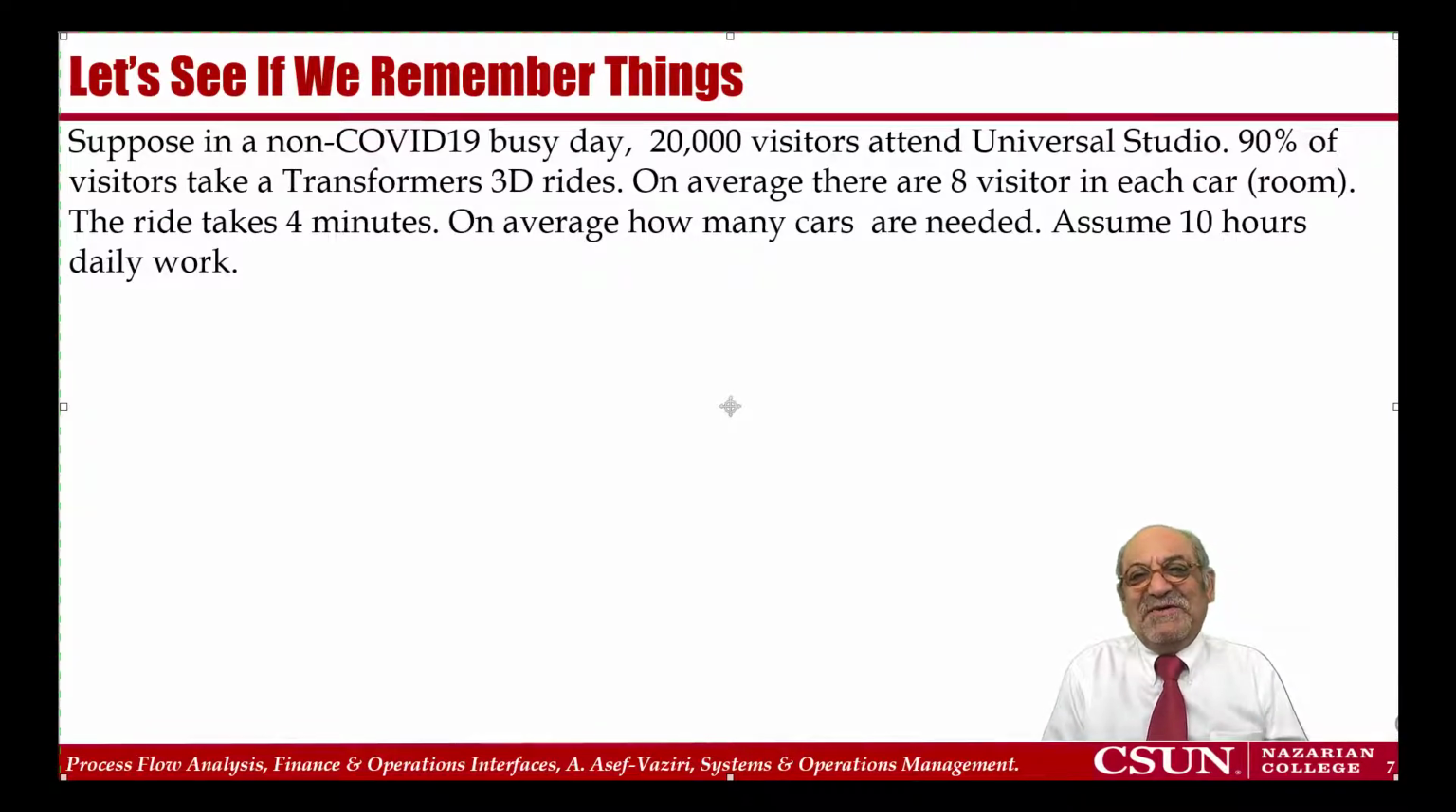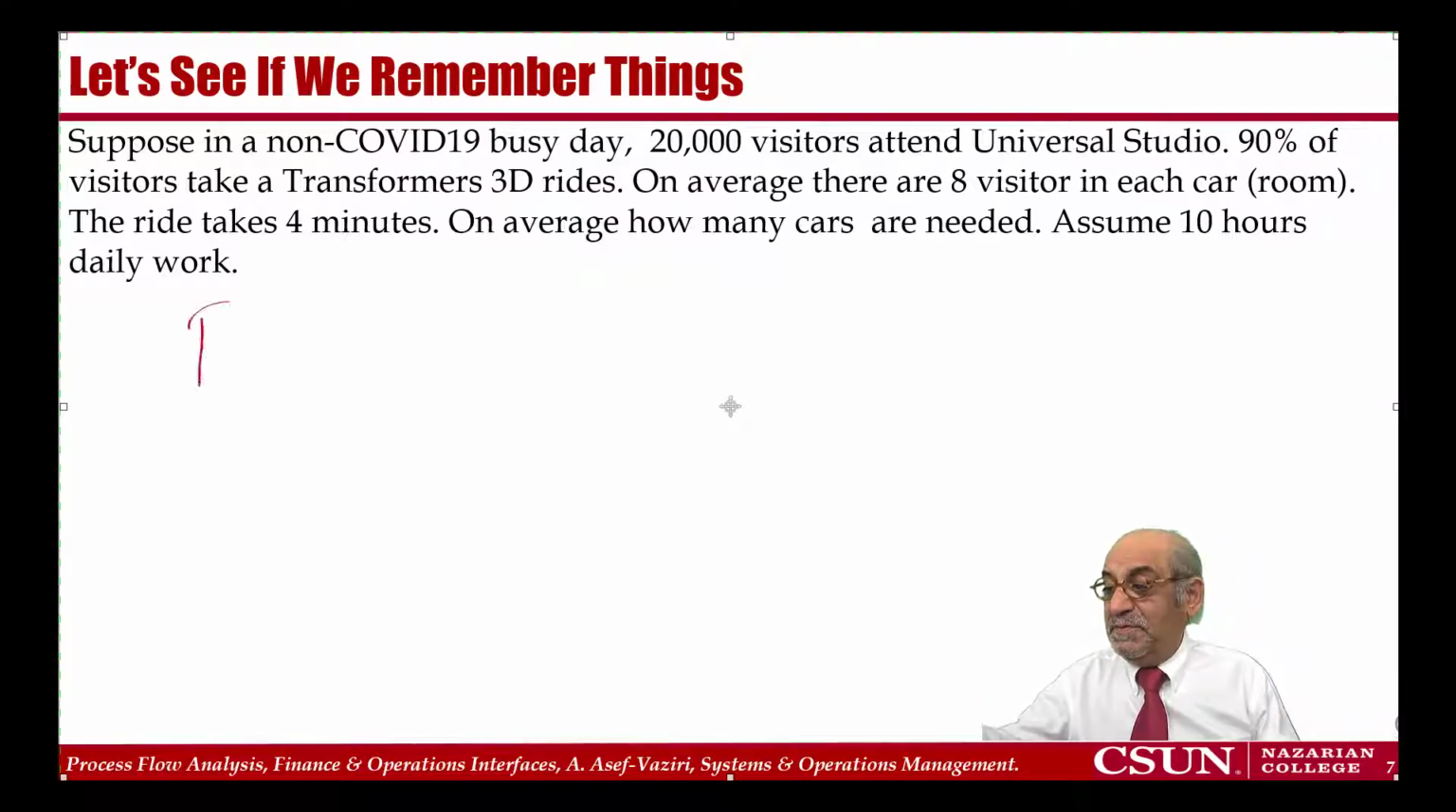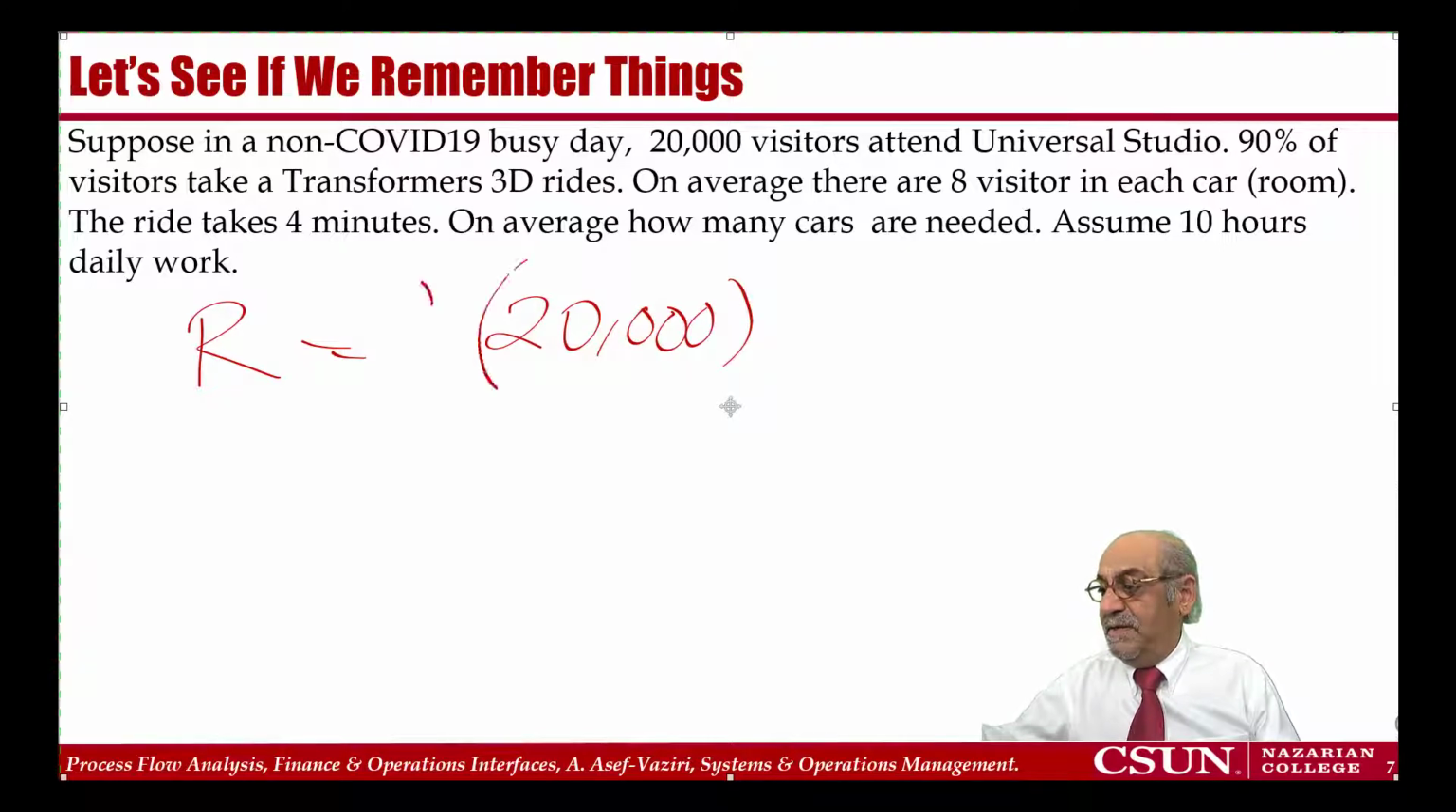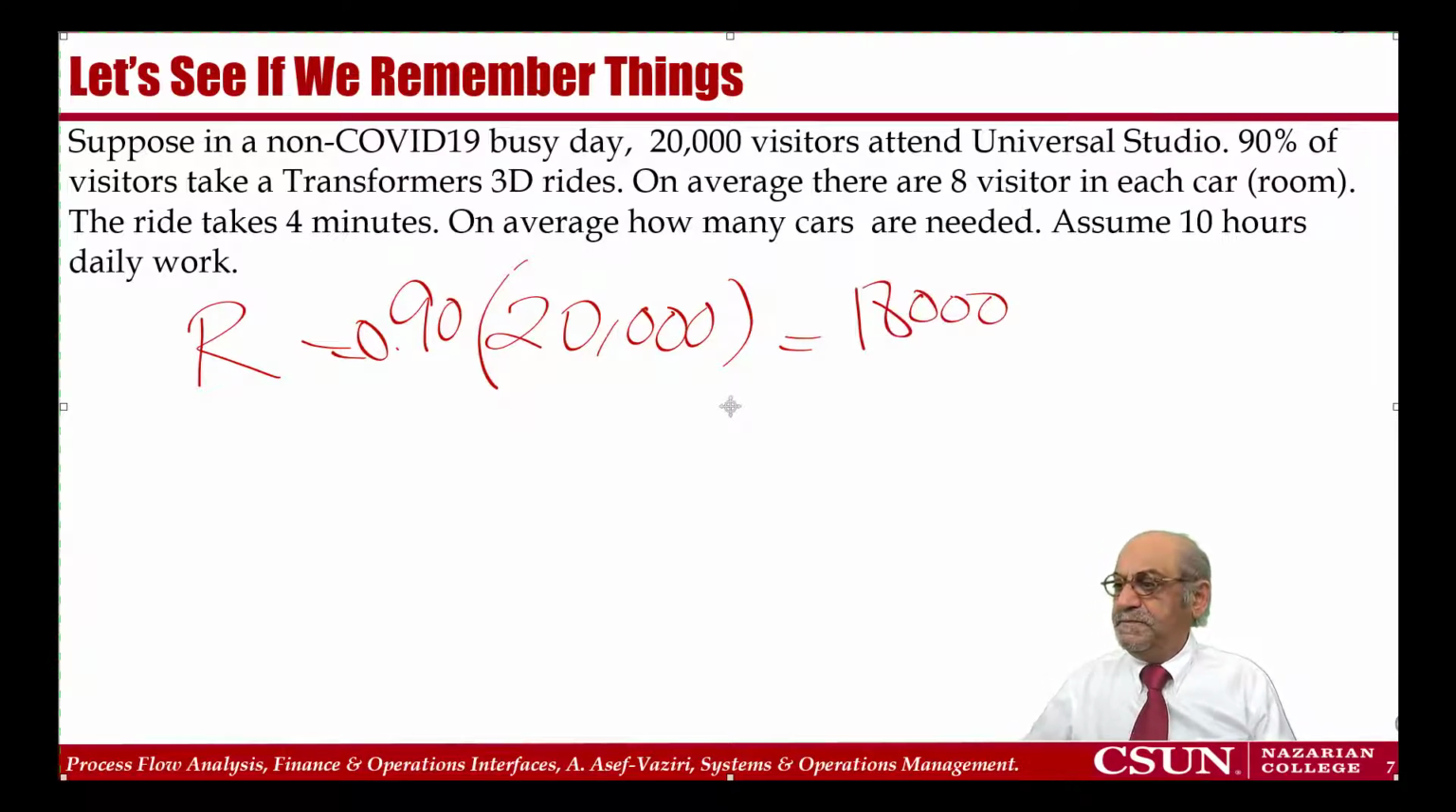Let's see if you can solve this problem. So the first thing we need to do is to compute throughput. 20,000 visitors are there, but only 90% of them go to this ride, and that is 18,000 per day. That is throughput.